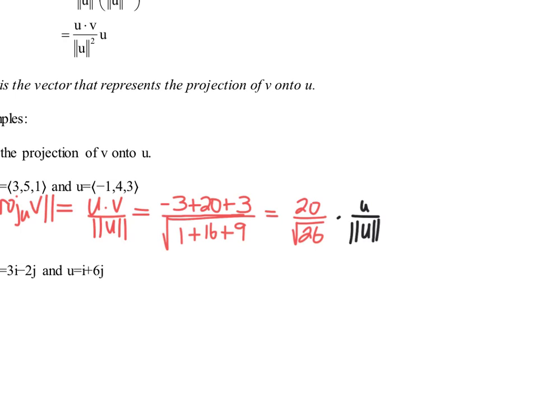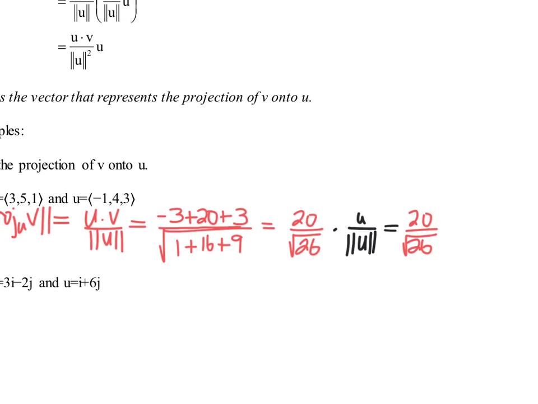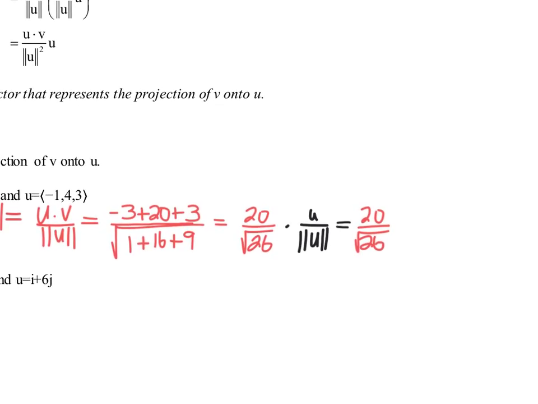So this would be equal to 2 over root 26. We have the magnitude of u, we already figured that out. So I'm going to multiply it by u, each part of u divided by that magnitude, because the bottom of my component formula was the magnitude of u. So I'm going to take each one of these and divide by the square root of 26.